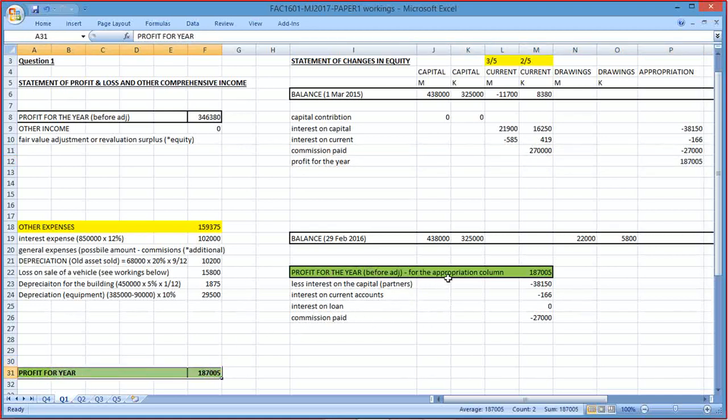Okay, we need to now know how they split the profit for the year. Well, they split it in the ratio 3-5 and 2-5, right? Do you agree? Yes, I do. Okay, so you can even write profit sharing if you want to. Profit sharing.